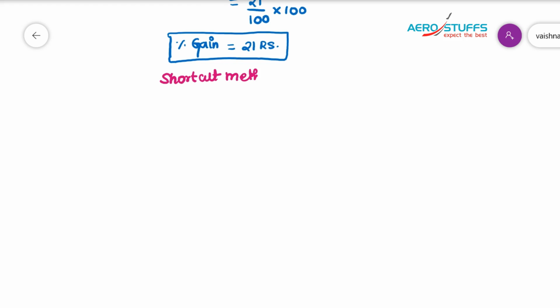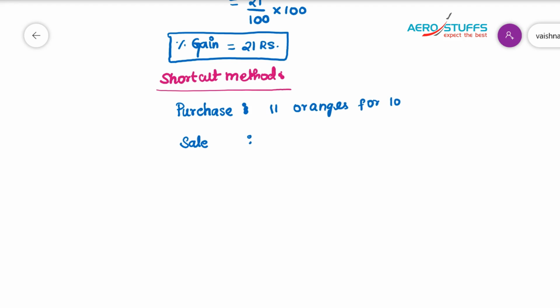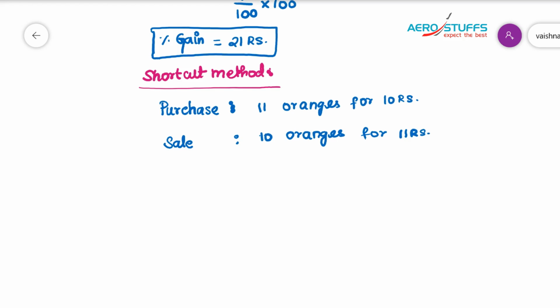Now this method has a shortcut. When you understand the detailed method clearly, you can go for the shortcut method. So there is no use in memorizing the shortcut. Now you have to write two lines. One is for the purchase line and the other is for the sales line. Purchase is what here? 11 oranges for 10 rupees, and sales is 10 oranges for 11 rupees. So first write these lines. At the starting, you have to write both the lines, purchase and sales, back to back. Now write 11, 10, and again 10 and 10 for 11 rupees. You have to write like this: 11, 10, 10 and 11.